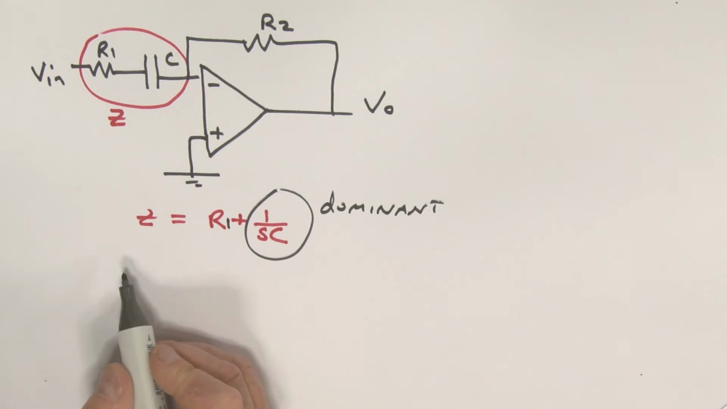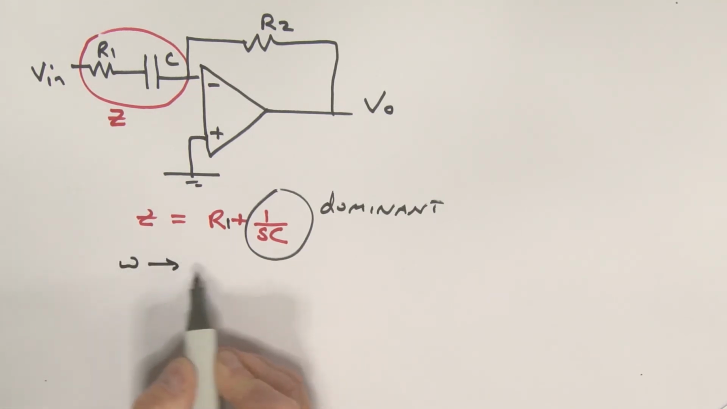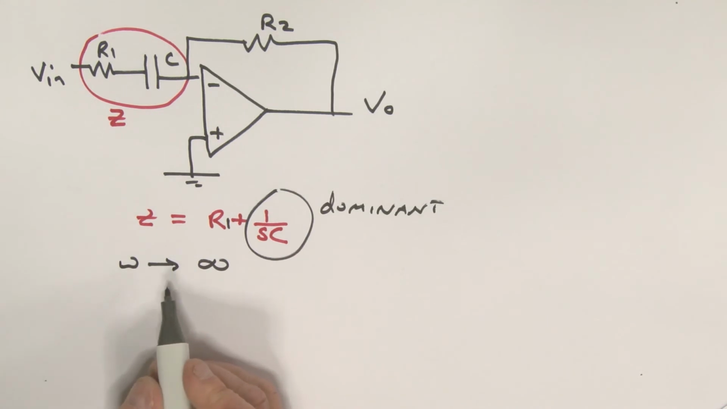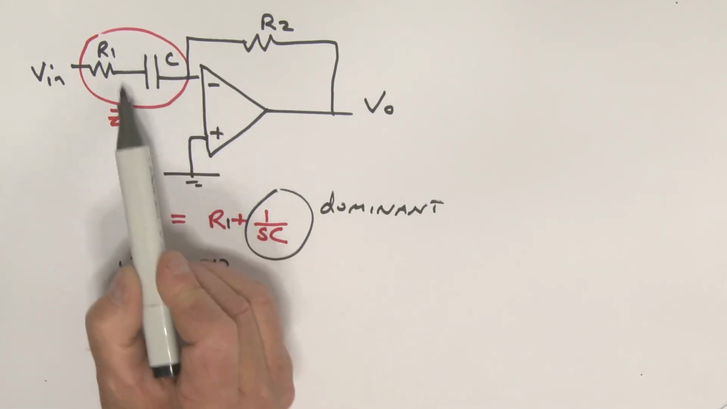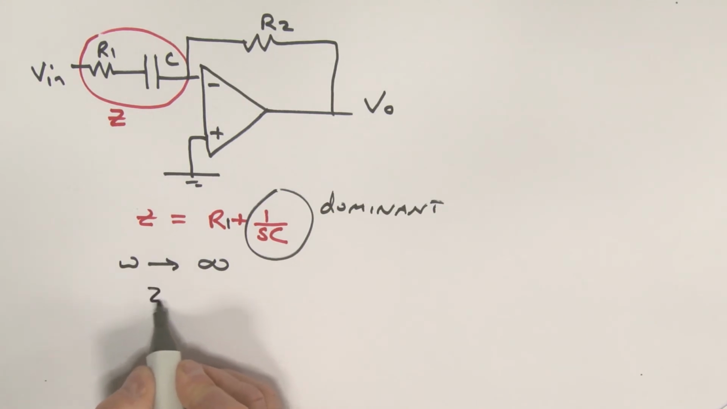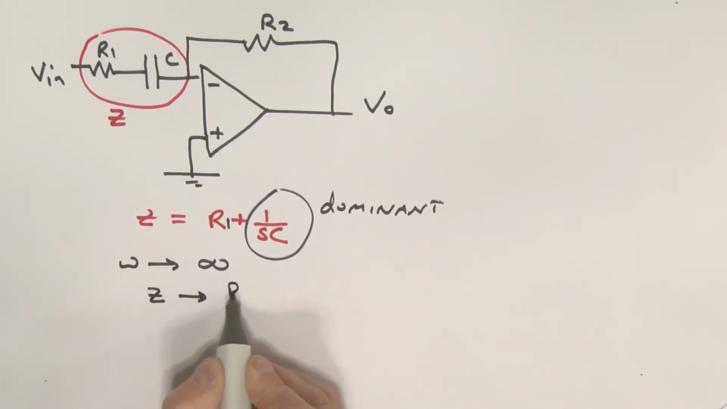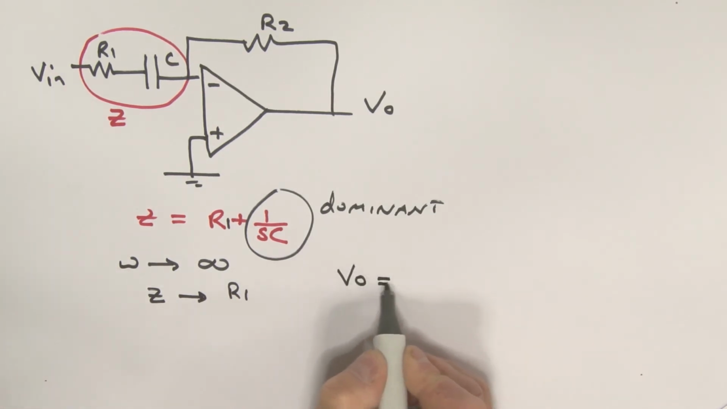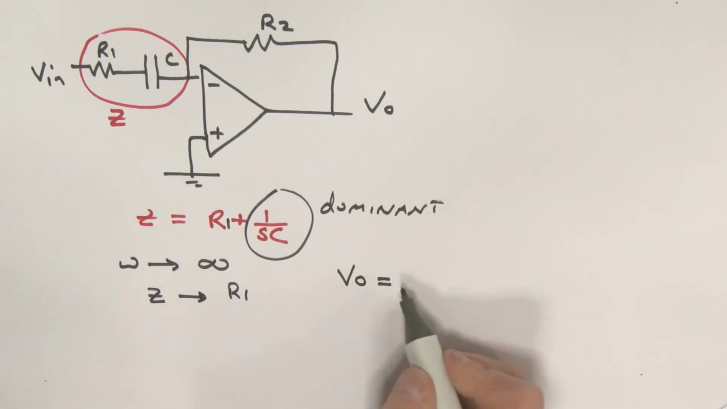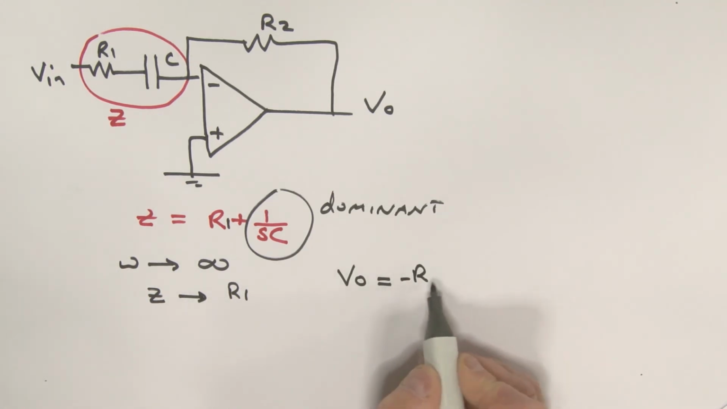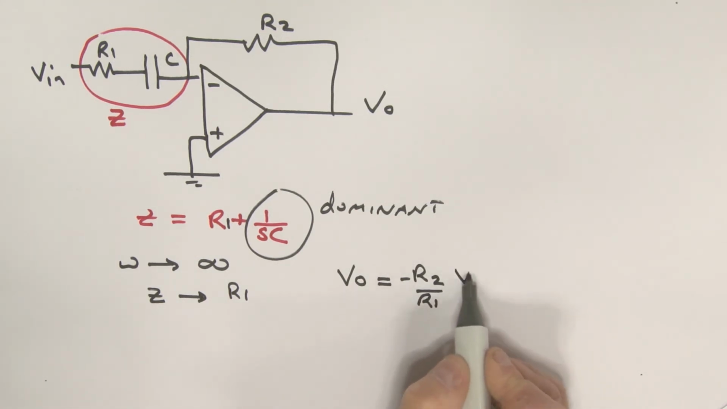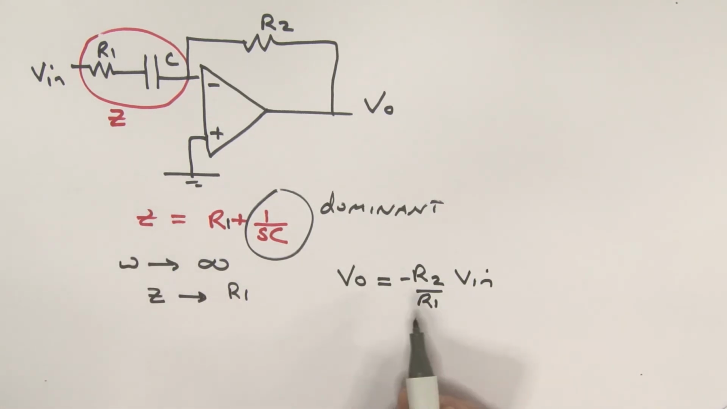But in the case where our frequency, omega, tends to a very large value, let's say infinity, we can say that the impedance of the capacitor becomes negligible, and the Z term over here simply will tend to that resistor R1. Now, our output voltage, Vout, is then simply going to be equal to minus the R2 over the R1, multiplied by this input voltage Vin.